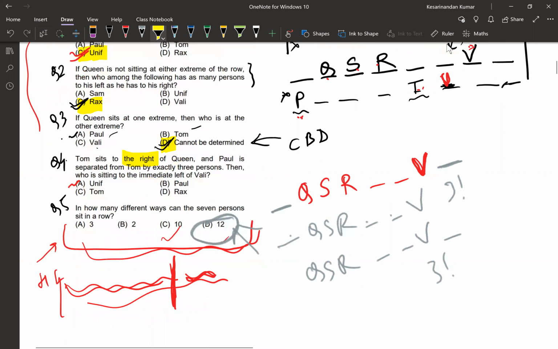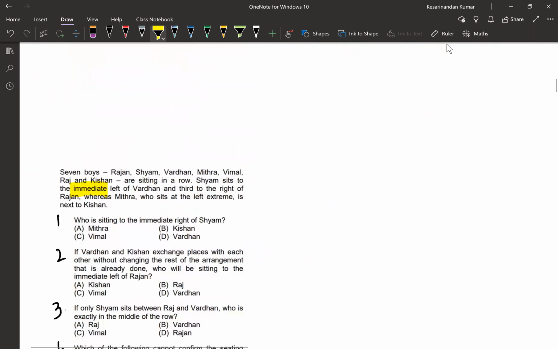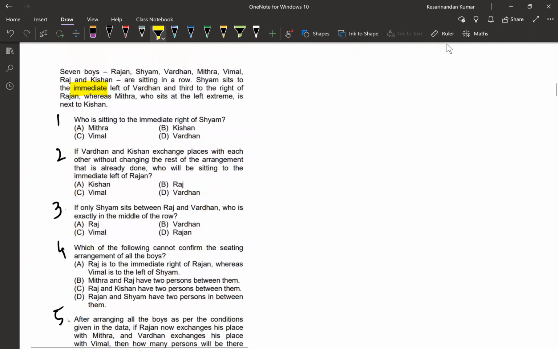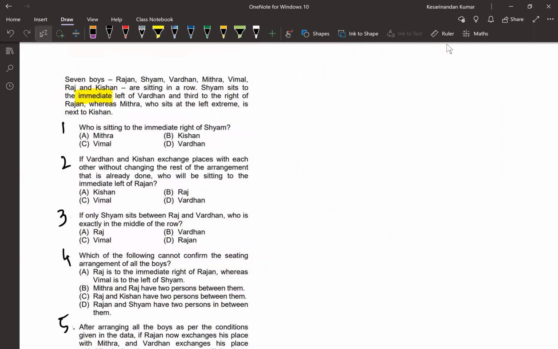So Sham sits to the immediate left of Vardhan and third to the right of Rajan. Let me clarify this. If B is third to the right of A, that means 1, 2, 3. B first, second, third to the right. Got it clear, guys? Everyone?